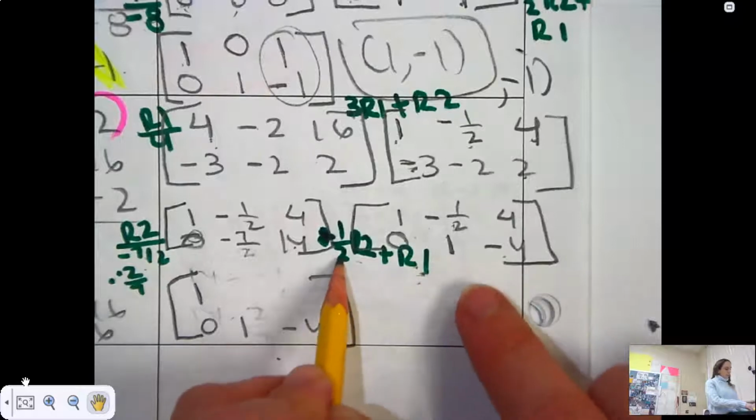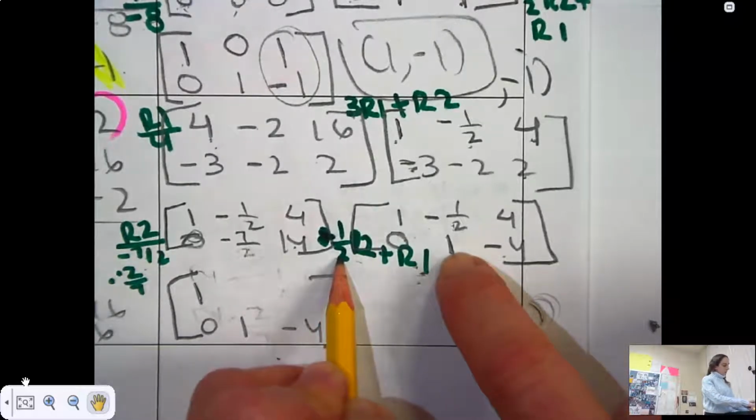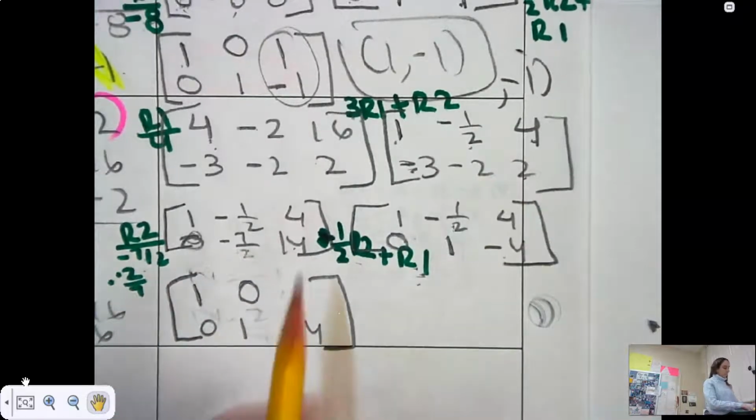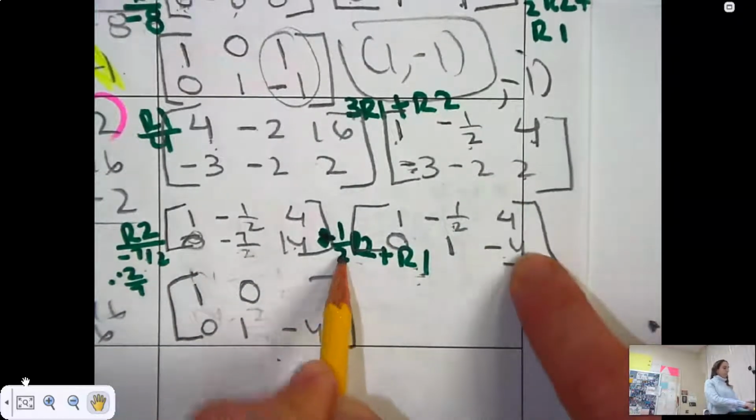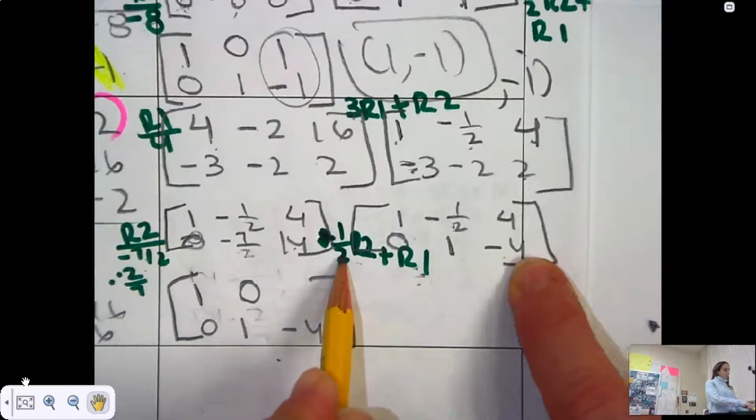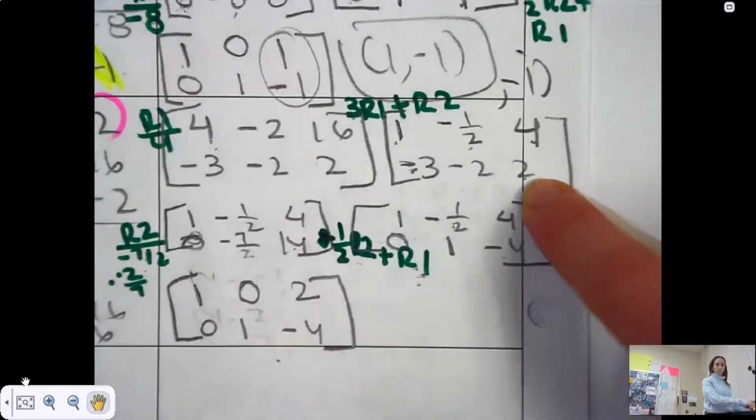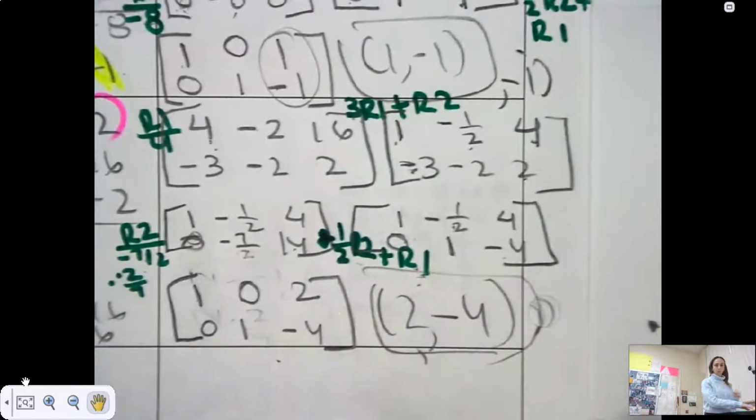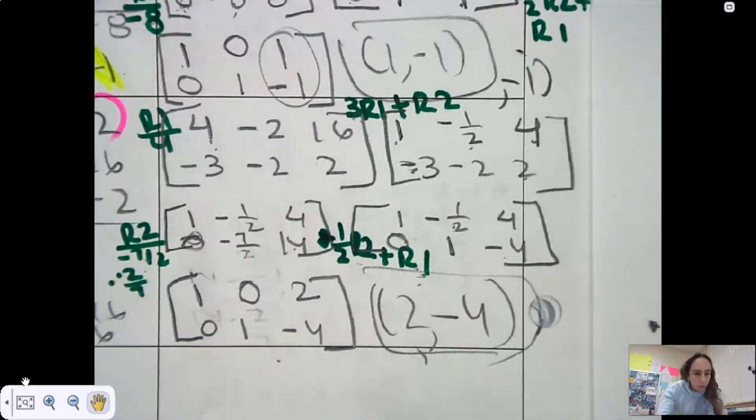So 1/2 times the second row is 1/2 minus 1/2 is 0. Cool. 1/2 times the second row is negative 2 plus 4 is 2. And look at that. There's my 2, negative 4. I'm going to do the other ones in the next video because this took a while.